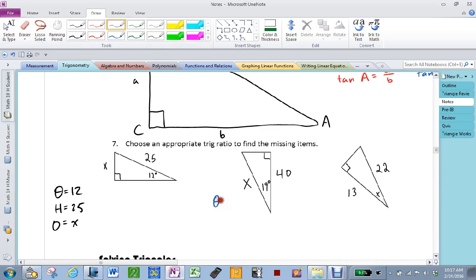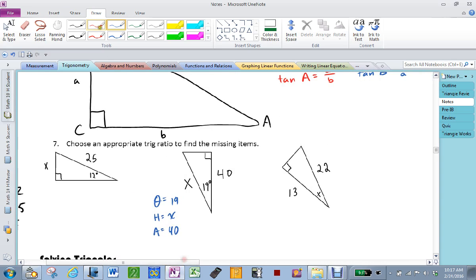Do I have a theta? What is it? 19. Do I have an H? X. It is X. Do I have an O? No, but I have an A. What is it? 40. So what am I using there? Cos. Now go to the third one.